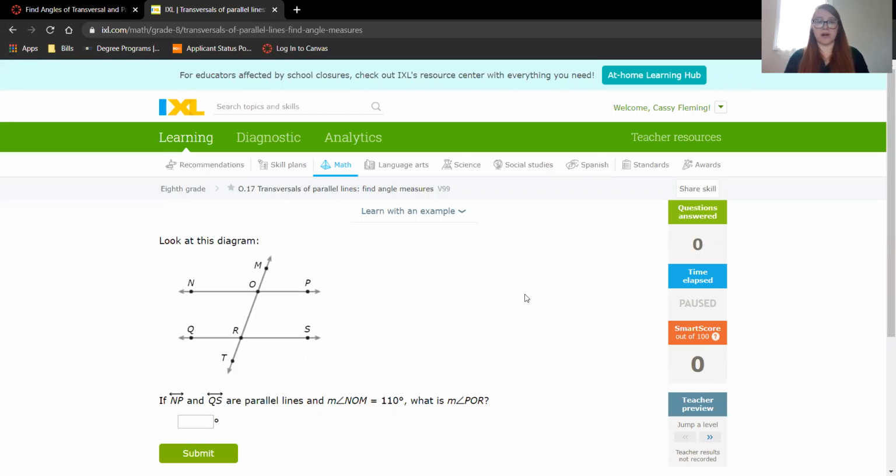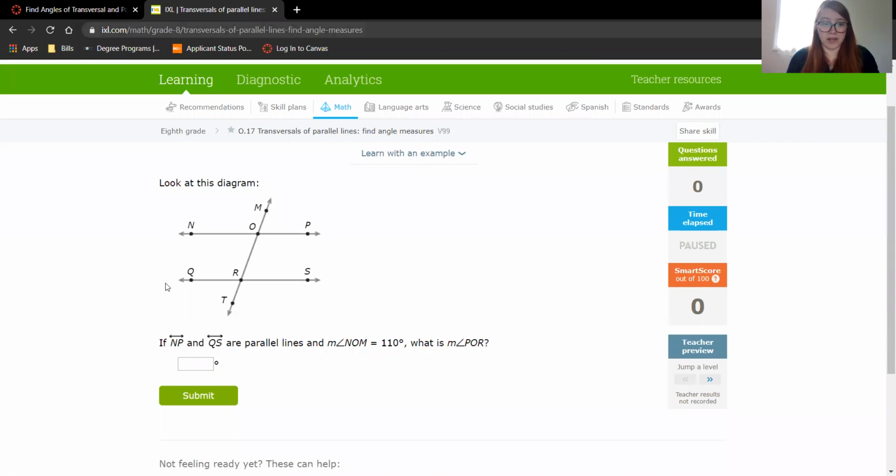I'm practicing your IXL assignment with you. Again, your IXL was O.17, transversals of parallel lines, find angle measures. So without further ado, look at this diagram. If line NP and QS are parallel, and the measure of angle NOM is 110, what is the measure of POR? All right, let's get our handy dandy writing tool out.